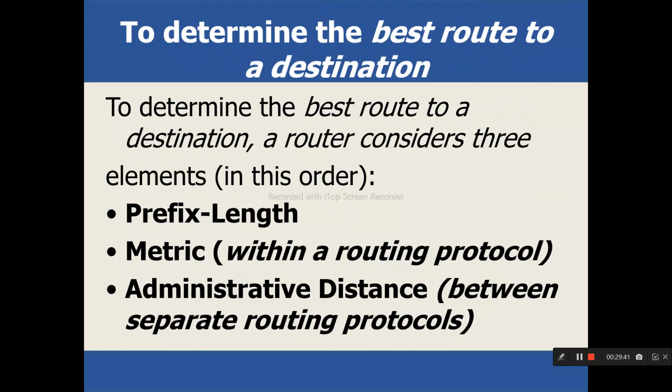So how does the router determine the best path? There are multiple methods available. As per the hierarchy, it determines the best path based on the prefix length, based on the metric value, and also based on the administrative distance.